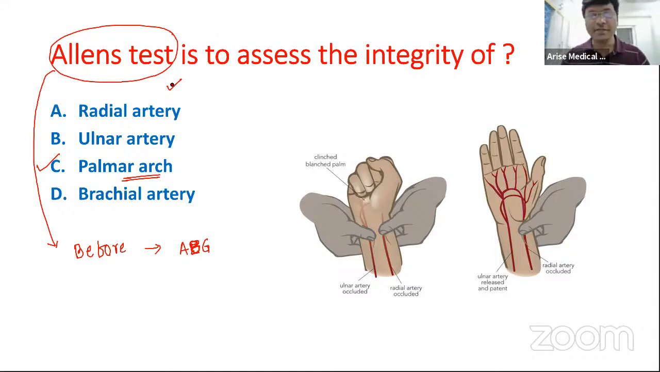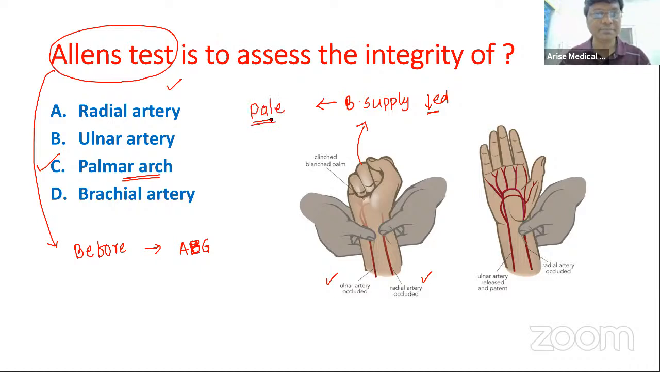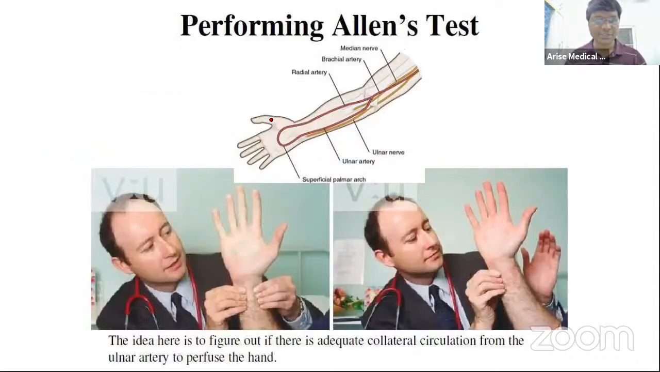What we have to do is apply pressure on both the ulnar artery as well as the radial artery. Both the vessels are occluded. When both the vessels are occluded, what will happen? The blood supply to the palm is reduced. So how does the palm appear? The palm appears completely pale. I'll show you that.